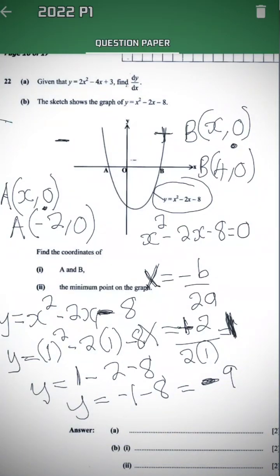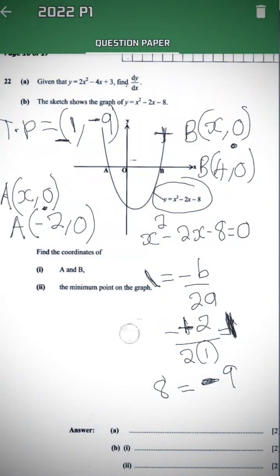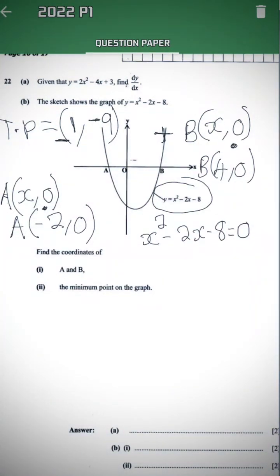I'm going to write it here. Our turning point is x is 1, comma, y is negative 9. So the turning point is 1, negative 9. Now the question is the minimum point on the graph. The way we find it is: on the turning point, just get the value of y. That value of y can be maximum or minimum. According to this graph it is minimum. So the minimum value of y is equal to negative 9.